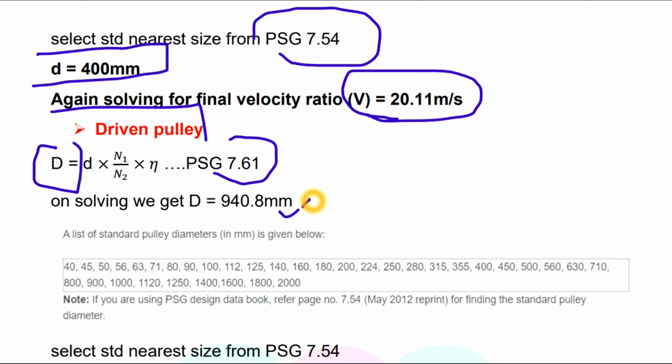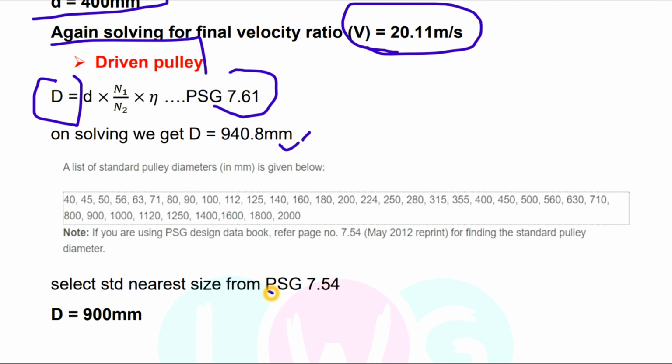But this diameter of pulley is the calculated value, but we want the standard value. So for the same procedure, go to PSG 7.54 and select the nearest value to 940. The nearest values are 900 and 1000; this 940 is between 900 and 1000. So 1000 is a little far, but 900 is the nearest value.